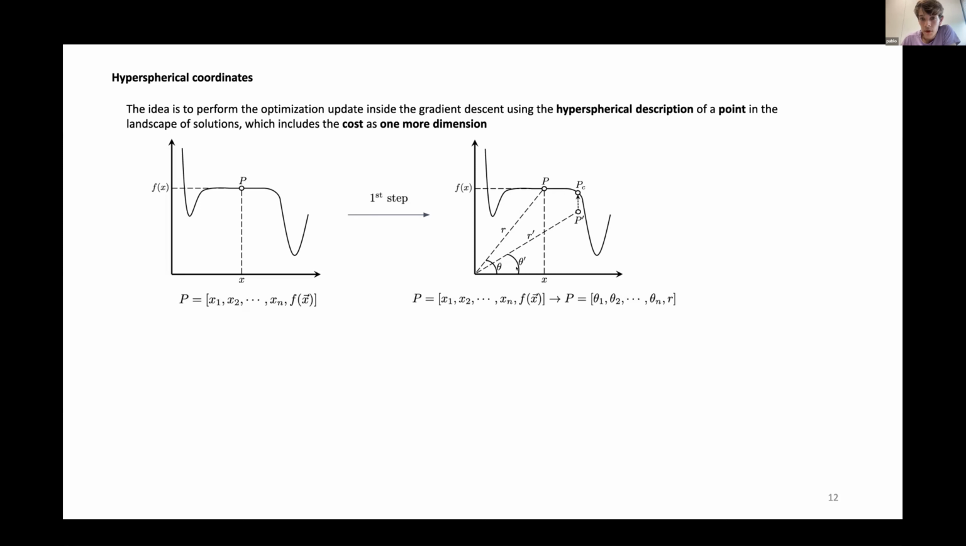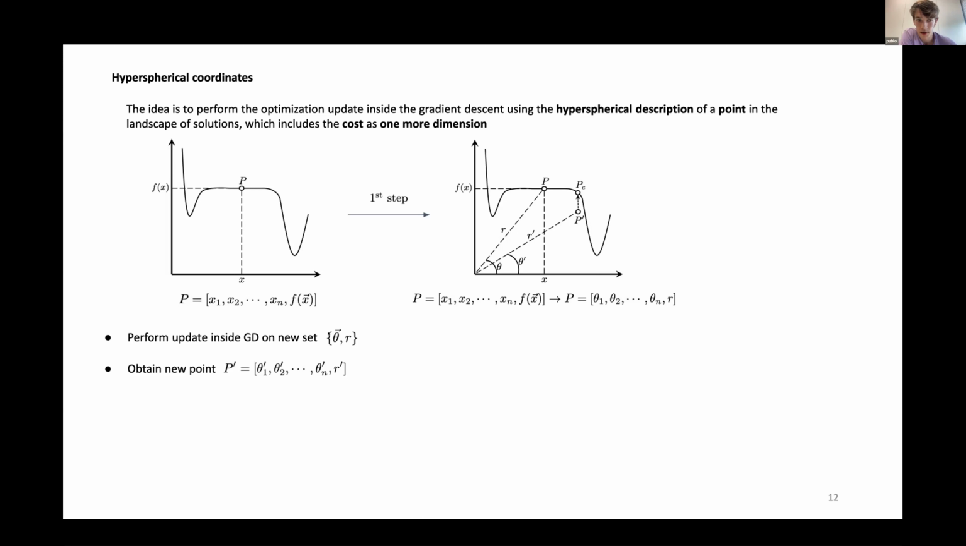So what if you move to this description with hyperspherical coordinates, in which instead of moving along x, you move along the radius and the hyperspherical coordinates describing your point? In order to do that, you certainly have to use f of x to describe your point. So that f of x will enter the optimization process as a variable itself. And this is the whole description of the procedure.